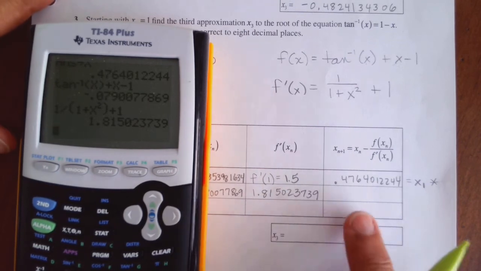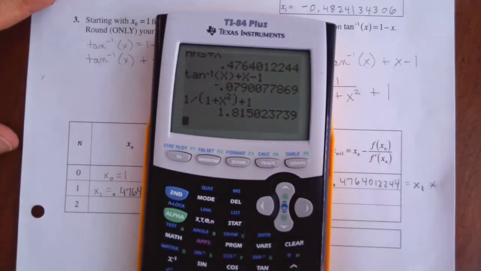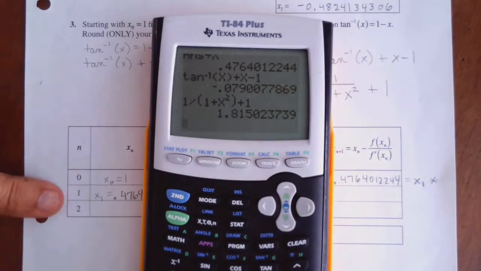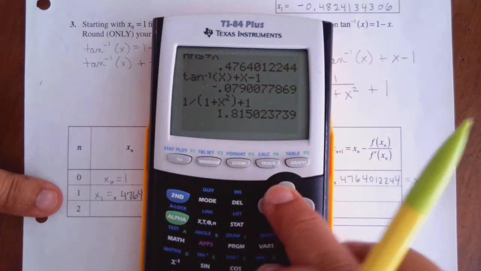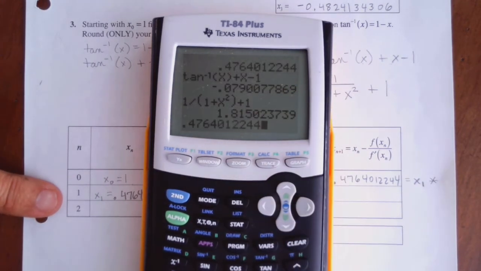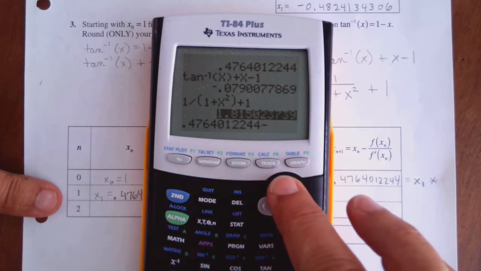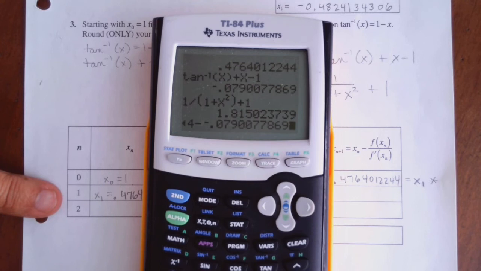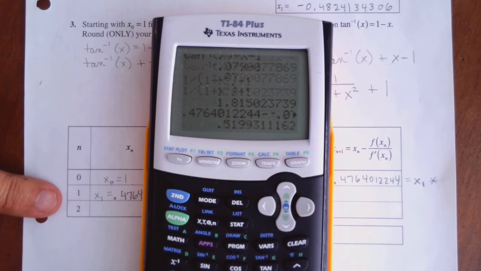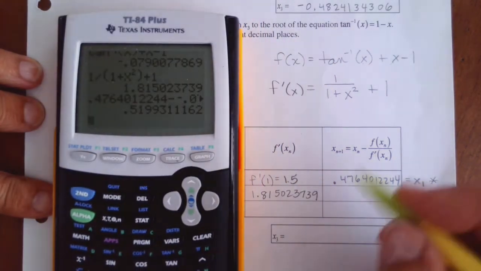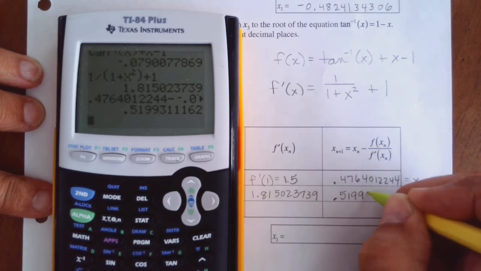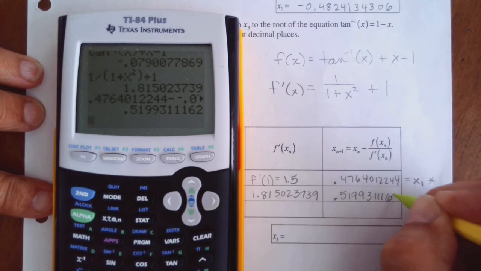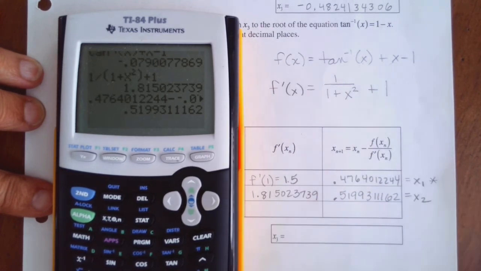Now, what do I do here? I need those three numbers. I need to do the original number on this line, minus this divided by this. So I'm going to go up to that, minus that, divided by that. Enter. All right, so there's my new approximation, 0.5199311162. That's my next approximation, x2.